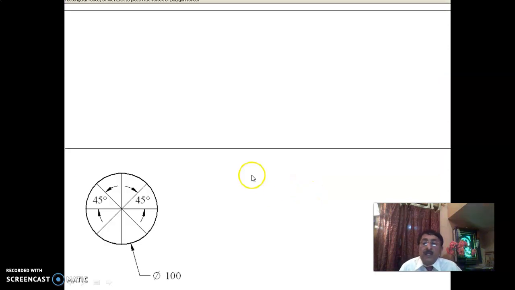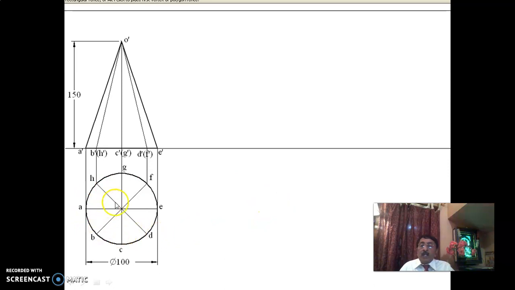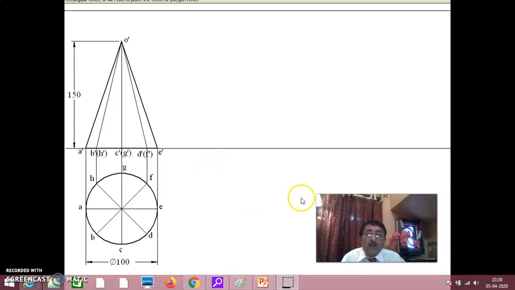Now you see here, this cone is of diameter 100. You draw a circle of diameter 100. Since the diameter is big, you can take a scale of 1:2. That means you draw a circle of diameter 50. Now, there will be a small change in the procedure, particularly with respect to the cone. Please follow that carefully.